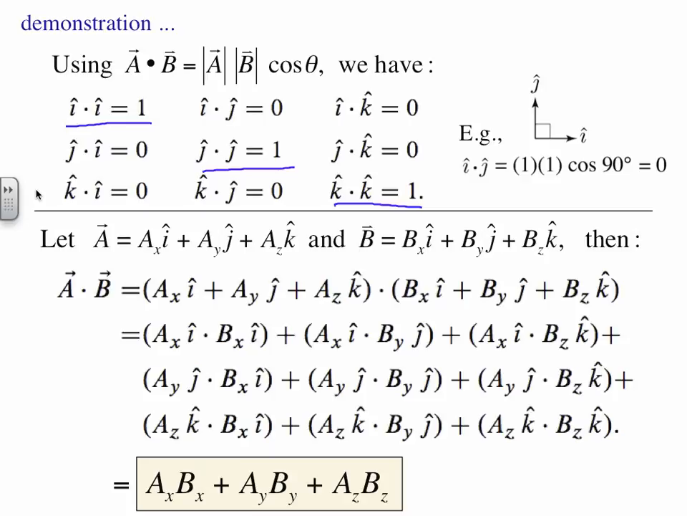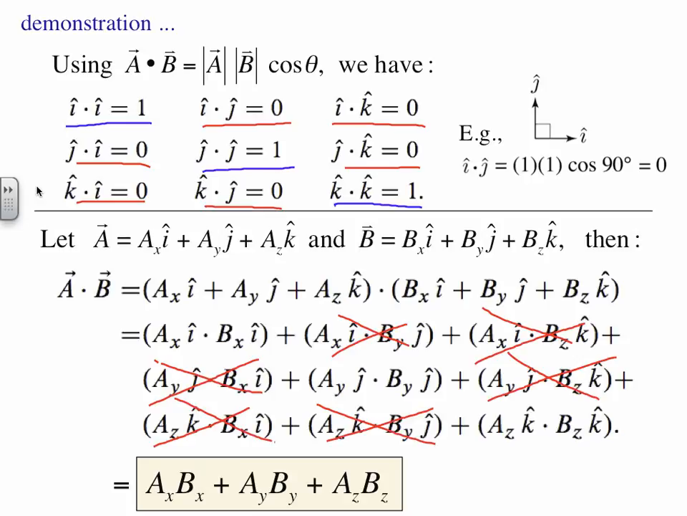that angle is 0. The dot product of any unit vector with another unit vector not itself produces 0 in an orthogonal coordinate system, since the angle between the unit vector and the other unit vector is 90 degrees, and cosine of 90 degrees is 0. The result is that 6 of the 9 terms in the distributed dot product go to 0, and we are left with the sum of the product of the x, y, and z components of the two vectors.